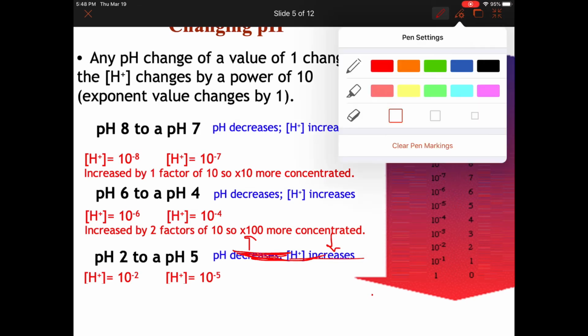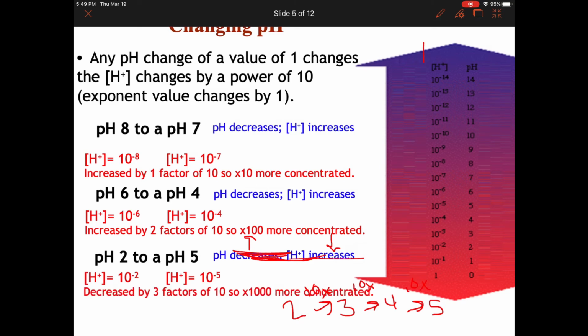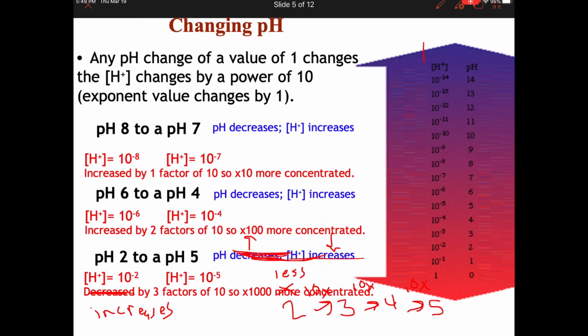So again, think of it like this. We have a pH of 2 going to 3, going to 4, going to 5, and each one of those decreases in H plus concentration is 10 times. So 10 times, 10 times, 10 times, which means it's 1,000 times, and this should say less concentrated. I'll fix this for when I post the PowerPoint. But it increases by 3 factors of 10, so it's 1,000 times less concentrated.